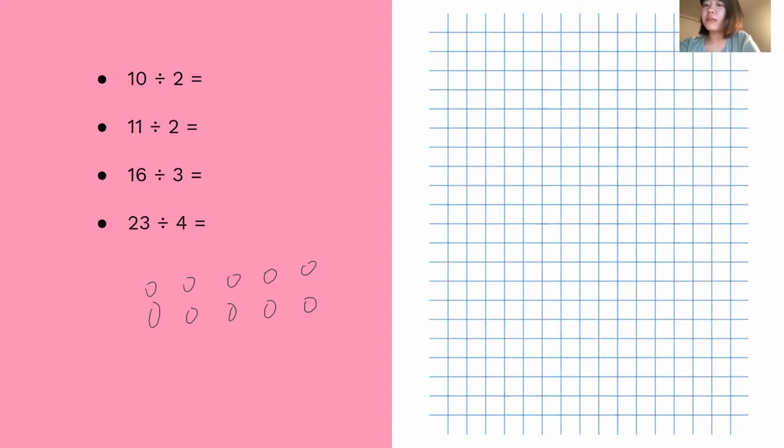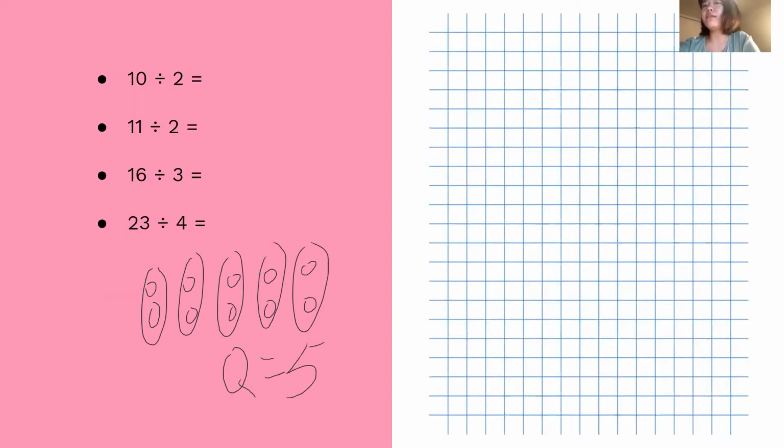Okay, and we already know we have 2 dots for one group. So let's count how many groups we can get. 1, 2, 3, 4, 5. Okay, so which means our quotient for this problem is 5. So 10 divided by 2, we can get 5.